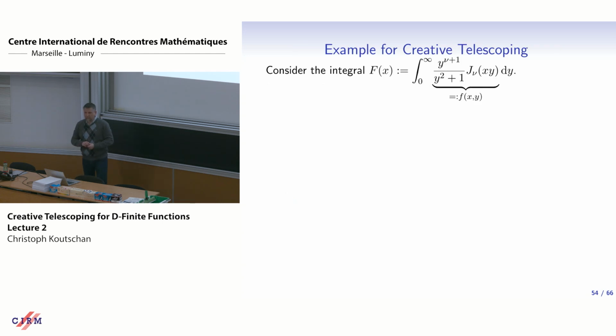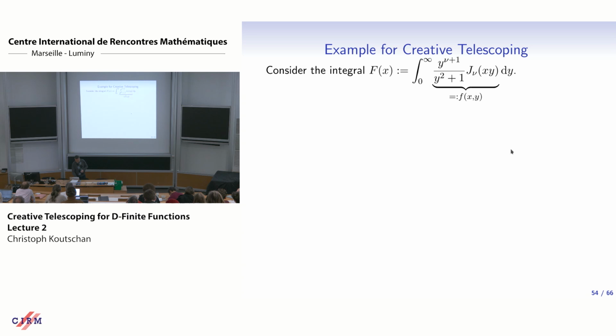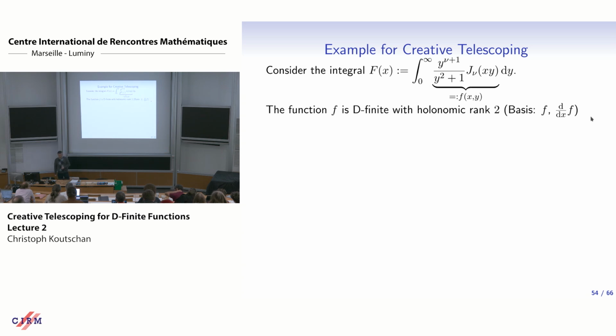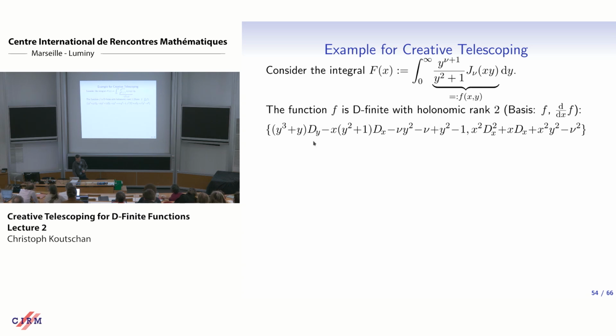Okay, so here's a concrete example. Let's assume we want to compute this integral where J is the Bessel function. So this thing here is what I had called lowercase f of x and y. Also the Bessel function has rank 2, and as a basis I choose f and its x derivative. Here is the annihilator for this function, little f. So we see here a second order differential equation, and here a mixed partial differential equation of order 1.